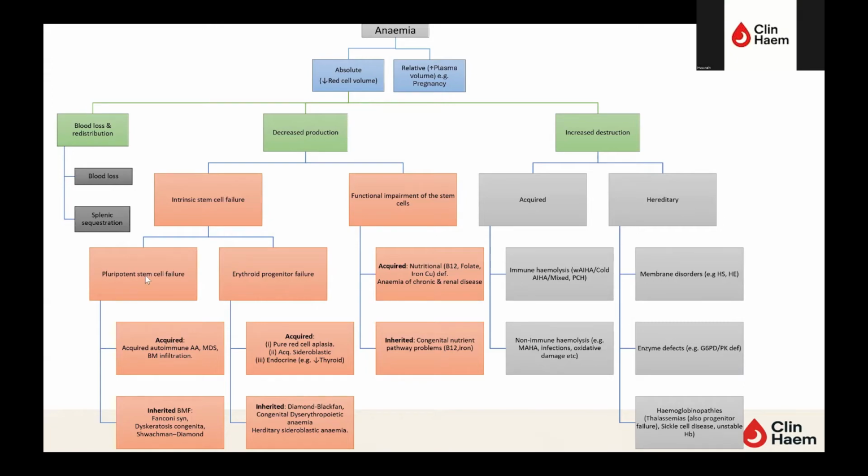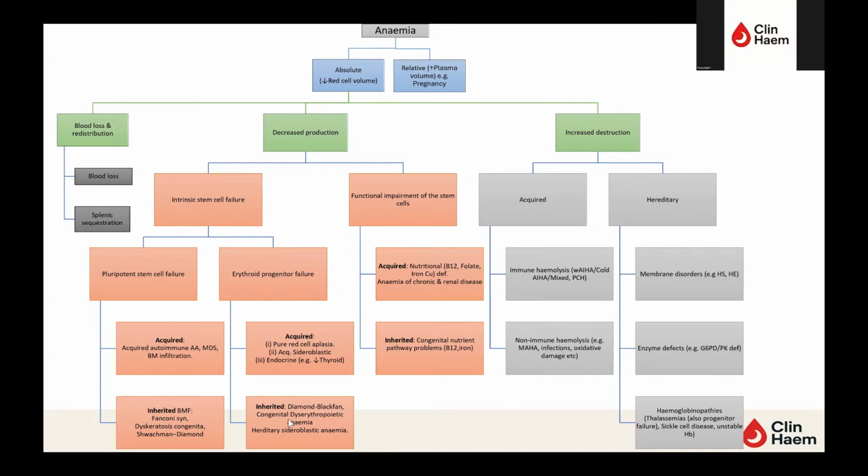So pluripotent stem cell failure can be acquired or inherited. Acquired causes include low number of stem cells like aplastic anemia, which is the acquired version, or other problems as you very well know, MDS and AML, etc. Inherited causes of bone marrow failure syndrome can also cause a similar problem, and this is going to be discussed in a separate session. And then a problem specifically with the erythroid progenitor stem cells.